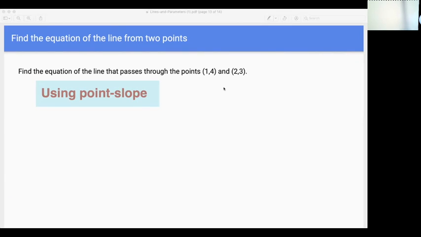Now, what if I have 2 points? Let's look at how I can find the equation of the line that passes through the points (1, 4) and (2, 3). And in this instance, I'm going to use point slope form. So the first thing that I'm going to do is calculate the slope.